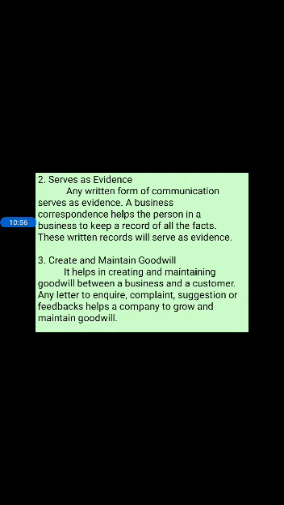That it creates and maintains goodwill. It helps in creating and maintaining goodwill between a business and a customer. Any letter to inquire, complaint, suggestion, or feedbacks helps a company to grow and maintain goodwill. One of the main objectives of business correspondence is to create a good impression in the minds of customers, in the minds of bankers, in the minds of suppliers, government, and public authorities. Thus, it creates and maintains good impression or goodwill. Okay.